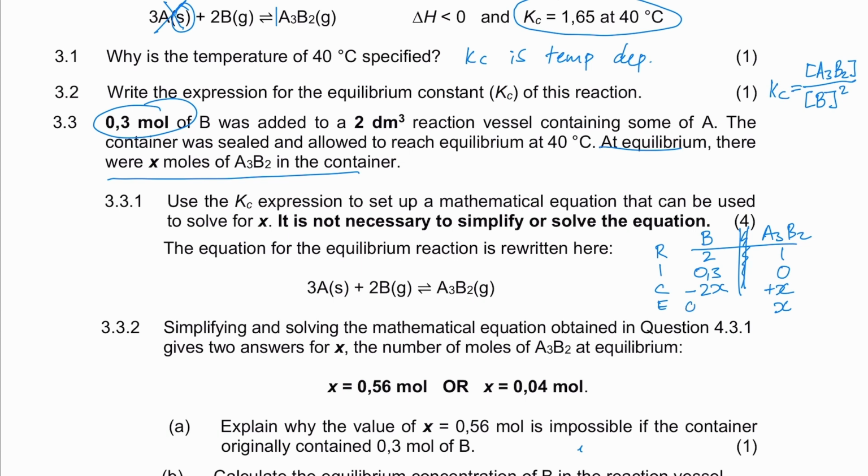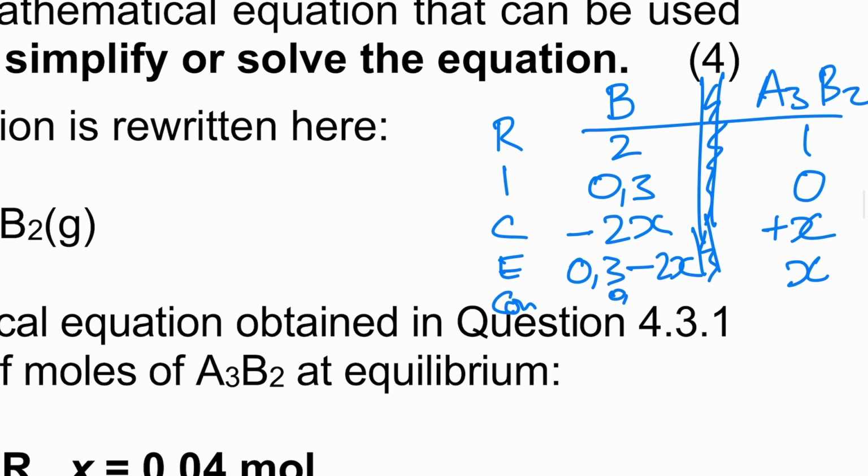Now at equilibrium, you're going to have 0.3 minus 2x. Now don't forget, this represents the number of moles. To get the concentration, we need to divide by the volume. Volume was 2. So 0.3 minus 2x divided by 2. And here is going to be x divided by 2.